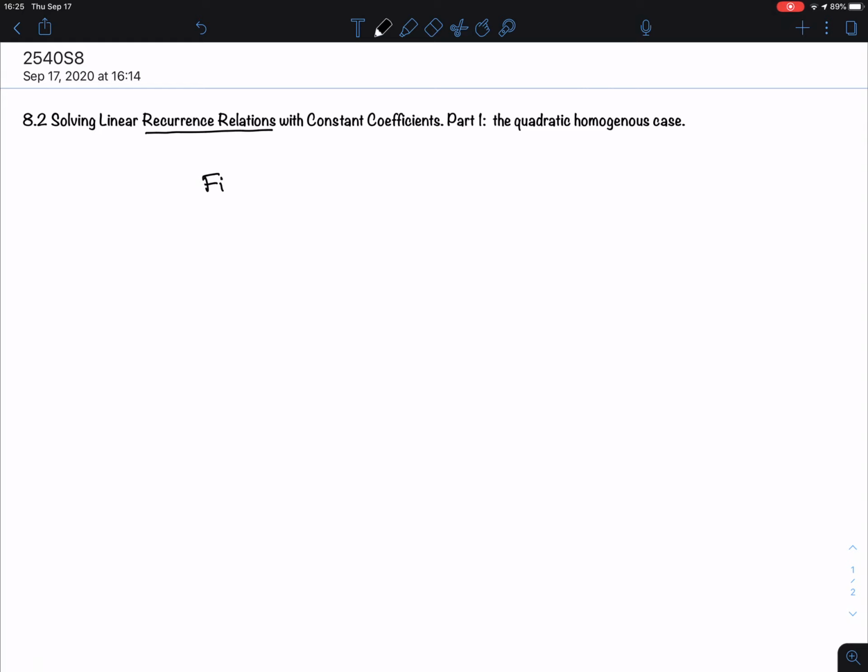Fibonacci, I always have to think which of the letters is doubled, and that's the C's. The Fibonacci sequence, remember, is defined by the recurrence relation Fn equals Fn minus 1 plus Fn minus 2. And then we said, okay, F0 is 1, F1 is 1. And that lets us start, because now we know what F2 is.